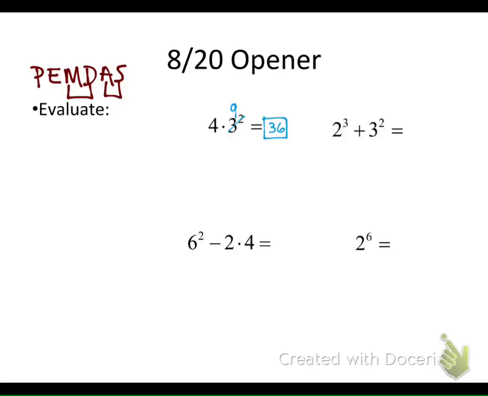Let's take a look at this second one here. Now we have 2 cubed, or 2 to the third power, plus 3 to the second power, or another way of saying it is 3 squared. What am I going to do first in this problem?